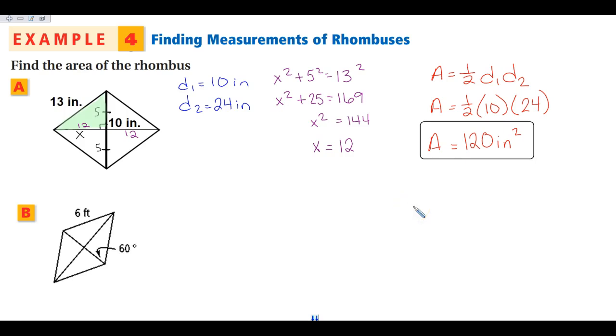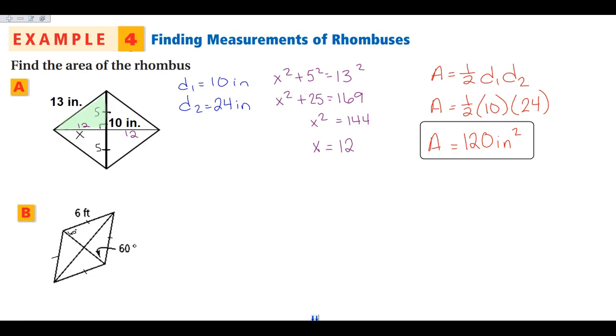All right, let's look at another one. Okay, I have a rhombus with 60-degree angles. So remember, if this is 60, then this angle over here is also 60. And all of my sides are congruent here, so those are all 6. And the diagonals bisect each other.